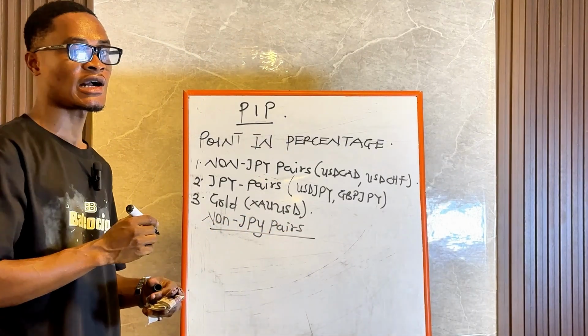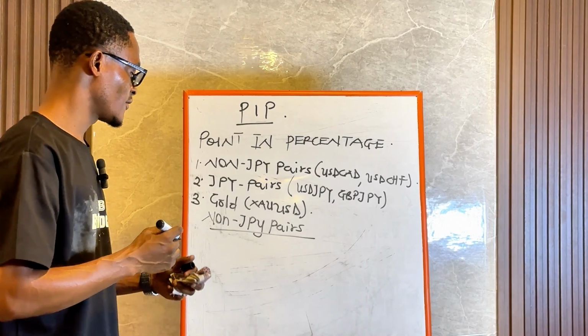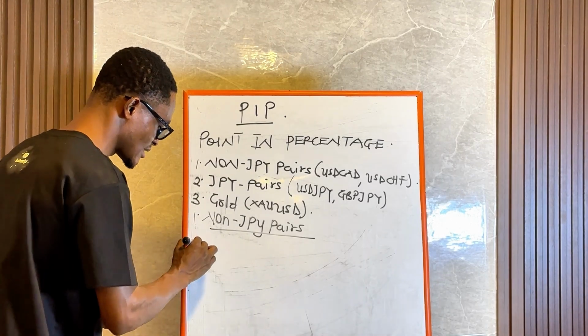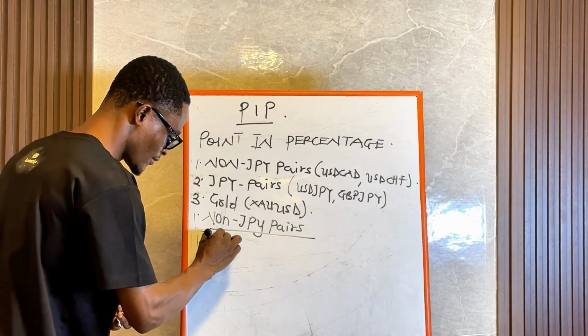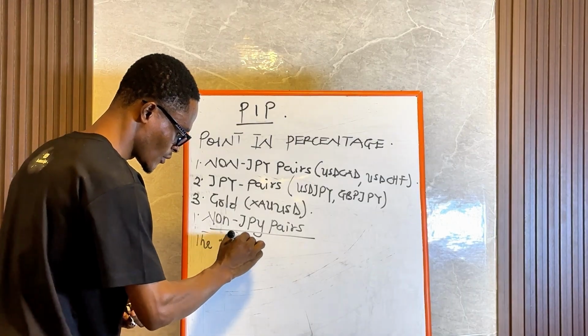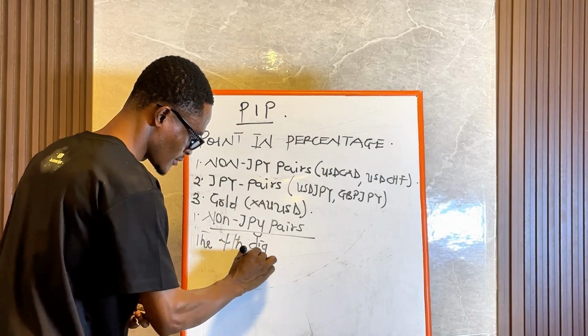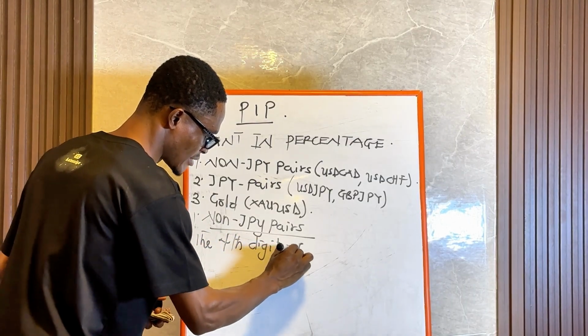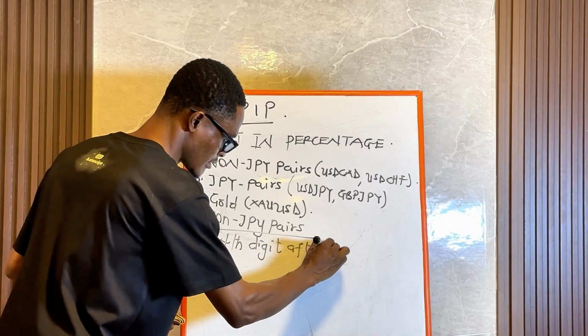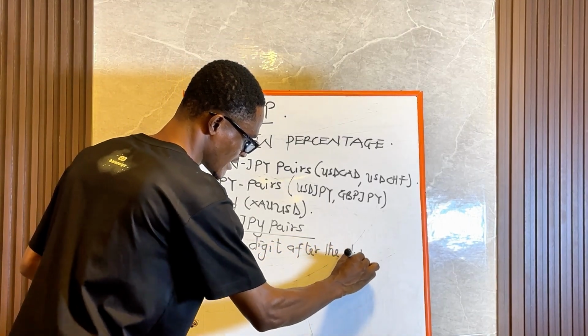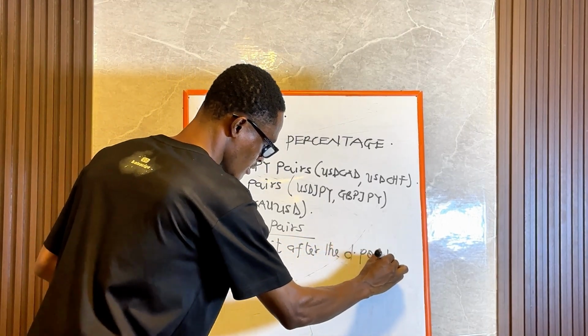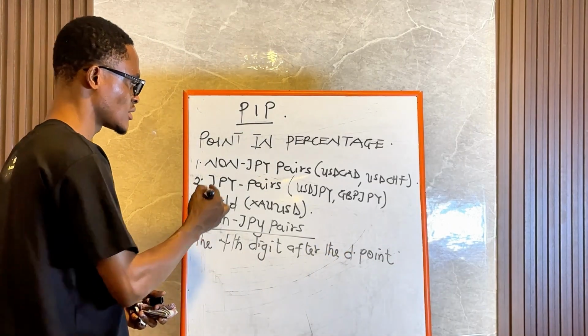The rule for calculating pips for this particular concept is the fourth digit after the decimal point. Good. So let's take examples.